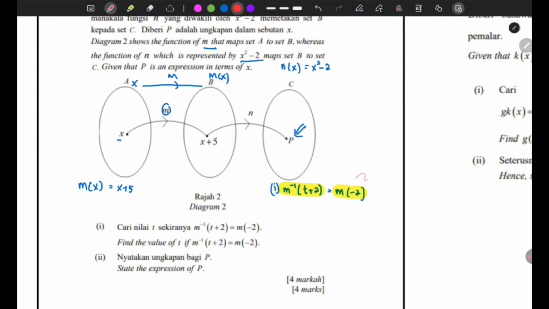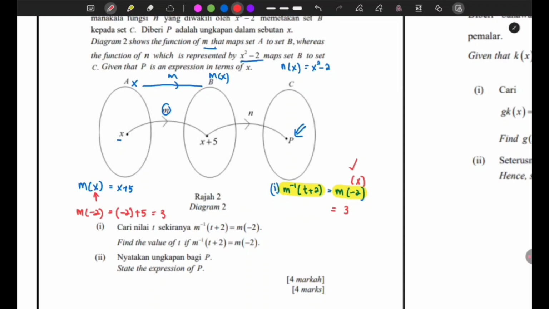As you know, whatever is inside the bracket actually represents the x. So now your x is negative 2, right? So let's substitute the x with negative 2. So what's your m(negative 2)? Negative 2 plus 5. How much? Negative 2 plus 5 is 3 actually. You don't have to press calculator. So there you go, I solved this first part, which is the easiest part lah.